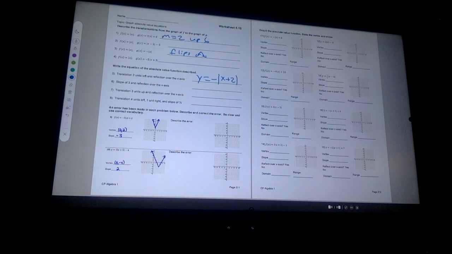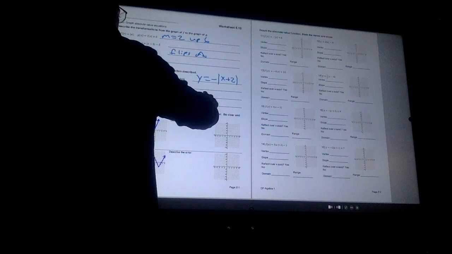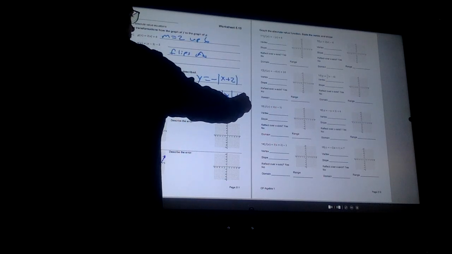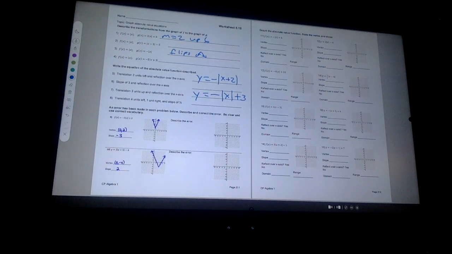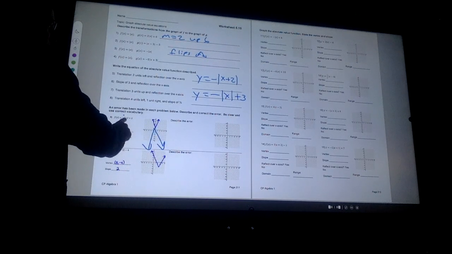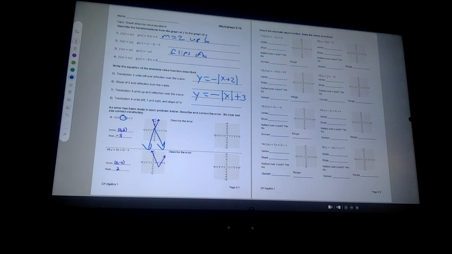Number 5, translation 3 units up, reflection over the x-axis. So it's going to be a negative reflection, and it goes up. So we're just going to go plus 3. Then number 9, describe the error. So we have 0, 2, that looks good. 3, oh, it should have went upside down. Should have went this way, because that negative, that made a difference.